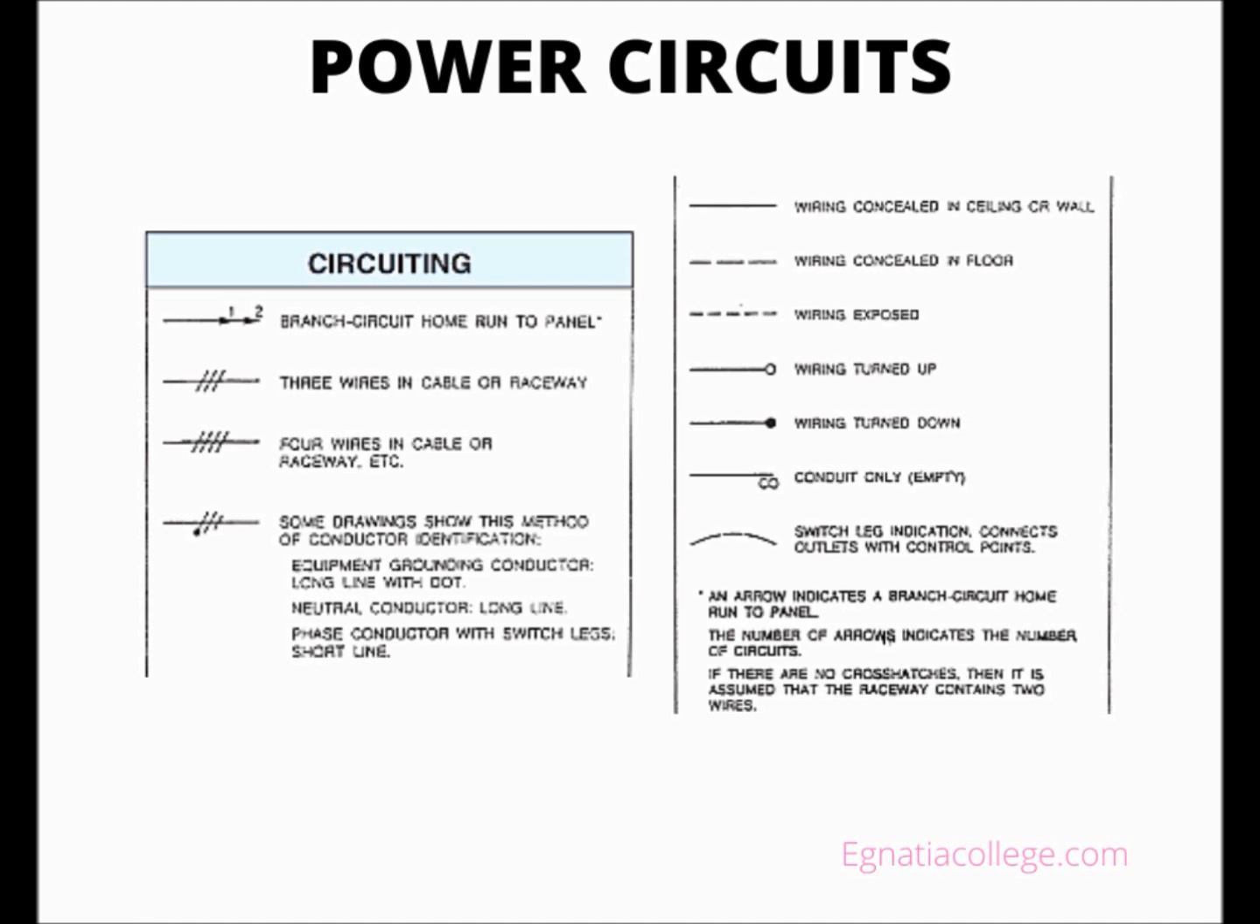The arrows indicate home runs to the designated panel. The panel and circuit number designations are adjacent to the arrowheads. This figure lists the typical circuiting symbols.